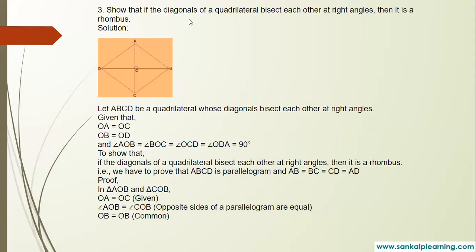Show that if the diagonals of a quadrilateral bisect each other at right angles, then it is a rhombus. Yes, already I have told you, right? See, if the diagonals bisect each other at right angles, it is a rhombus. So now you are going to prove it, children. We are going to show how to prove it. This is the third one.